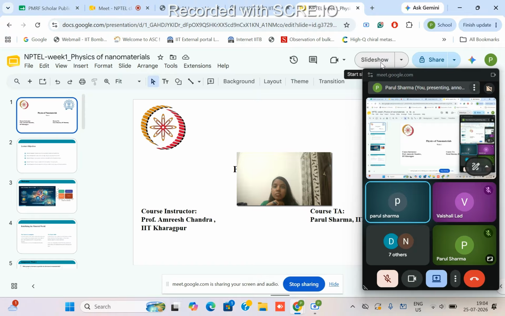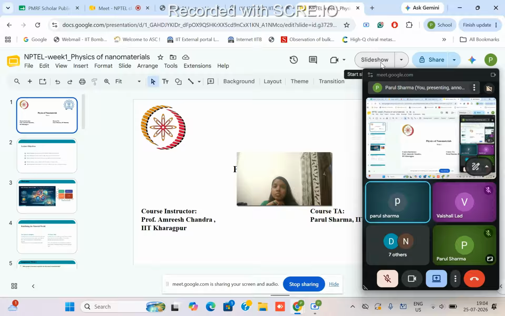So, on the basis of this quantum, we all have dealt with a particle in a 1D box. So in that also we can see how the quantum particle in a 1D box explains the quantization in nanoparticles.